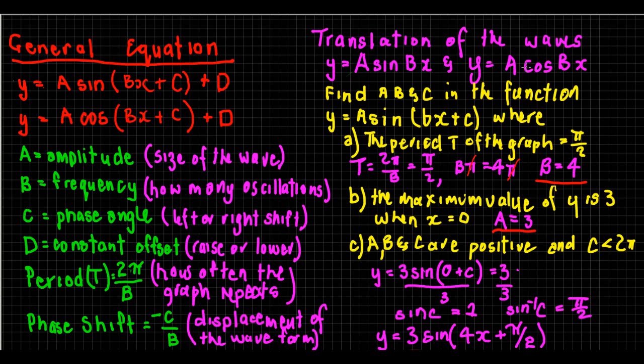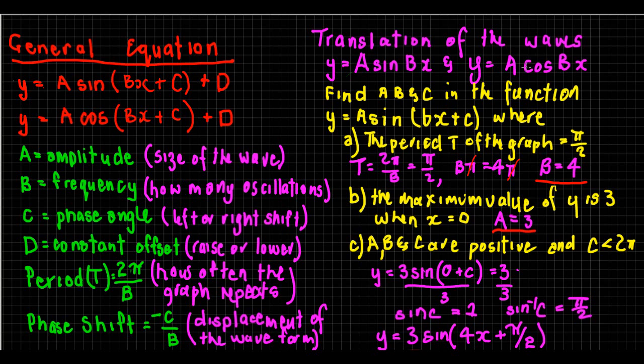A gives us the amplitude of the graph, which we know is the size of the wave. B gives us the frequency, how many oscillations take place. And C is the phase angle, or the left or right shift, how much it's shifting left or right. D is the constant offset, and that allows us to raise or lower the graph, which is in effect a true translation in the Cartesian plane.